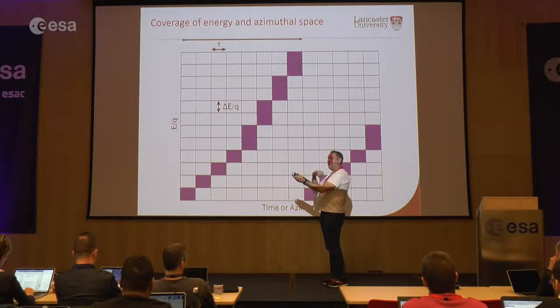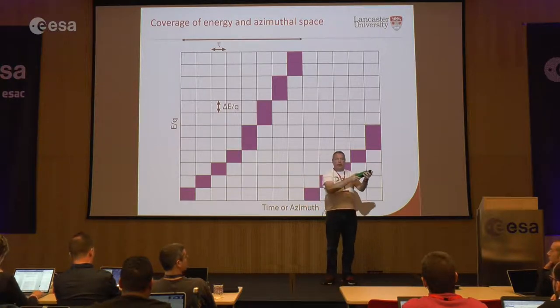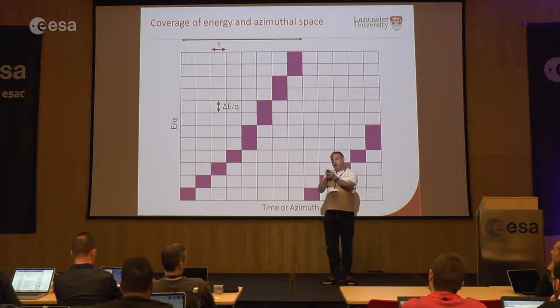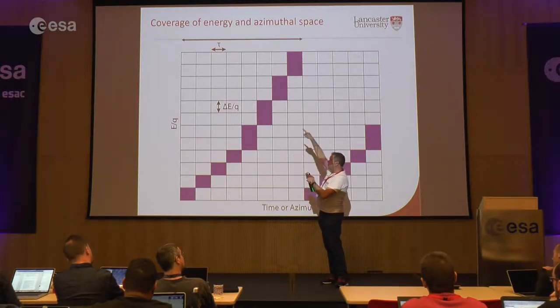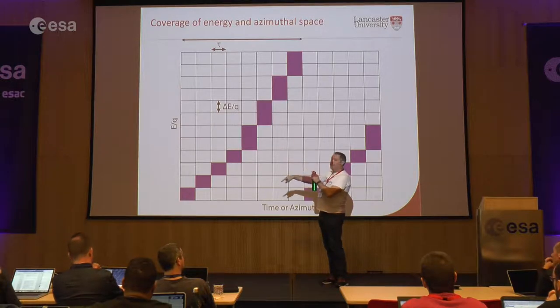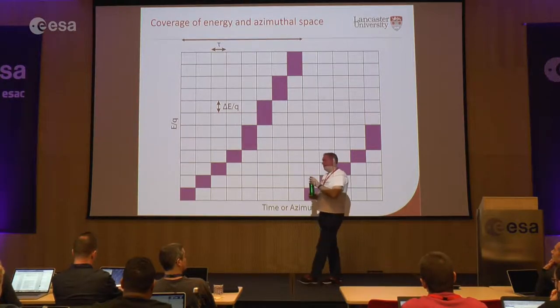So you would say, I'm going to measure an energy per charge of 1 volt, and I'm going to do that at all of these different positions, and then I'm going to go to energy per charge 2 volts, and go backwards, and so on. The energy per charge distribution might have changed during that time, and quite often the primary thing that we want to know is the actual energy per charge distribution as a primary quantity, and then pick apart the azimuthal dependence.